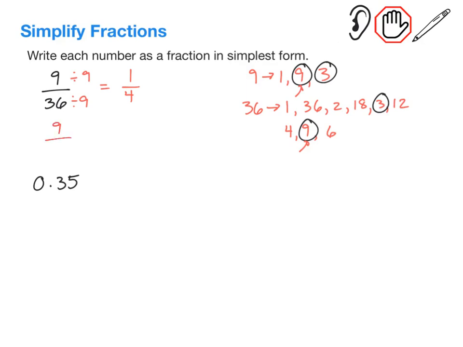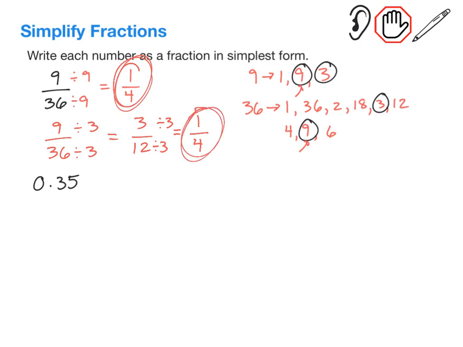So I can rewrite this 9 over 36, and I can take the numerator, 9 divided by 3, and the denominator divided by 3. 9 divided by 3 is 3, 36 divided by 3 is 12. But I see that 3 and 12 both share a common factor of 3, so I can divide both the numerator and the denominator by 3 again. 3 divided by 3 is 1. 12 divided by 3 is 4. And I get the same answer of 1/4.